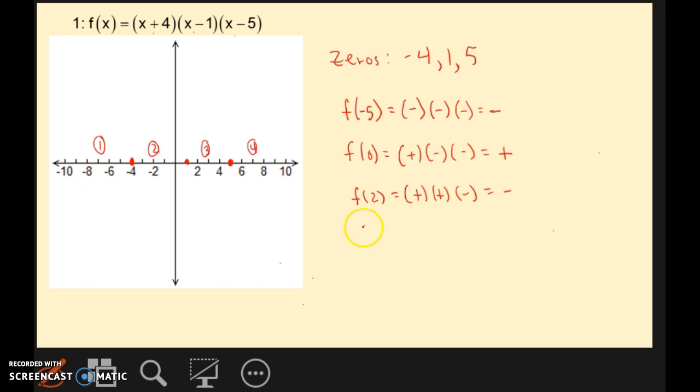And so my next step is to take something greater than 5. Let's go with 6. 6 plus 4 is a positive number. 6 minus 1 is a positive. 6 minus 5 is a positive. And I expected it to happen and it happened again. I've got a positive. So my sketch of the curve is going to look something like this. Again, I'm in the negative region here, cross over, and I'm positive until I hit that next 0, which makes it negative in region 3, and then positive in region 4. And so my curve looks something like that.